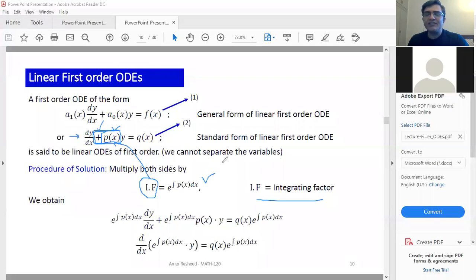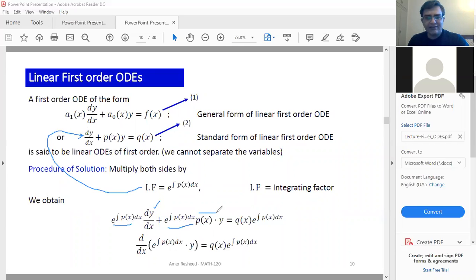Why do we compute this integrating factor? Because when we multiply the given differential equation with the integrating factor on both sides, you can see here, we multiplied this integrating factor on both sides of this differential equation. What we obtained: integrating factor times the first term, integrating factor times the second term, and integrating factor times the right hand side.